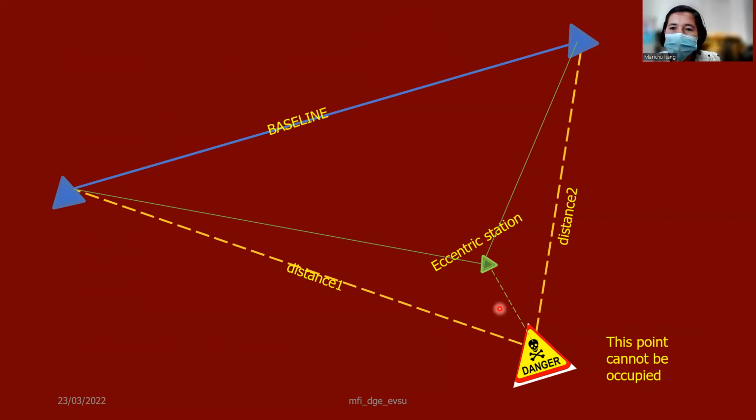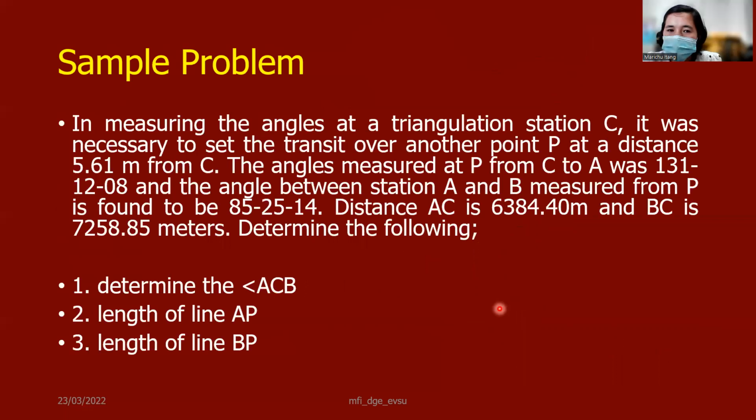Okay, so I have here an example. In measuring the angles at a triangulation station C, meron tayong station C, it was necessary to set the instrument over another point P. Bangin impossible natin ibutangan natin instrument at point C, so that's why mag-select kita point P at a distance of 5.61 meters from C. So our distance from eccentric to our true station is 5.61 meters.